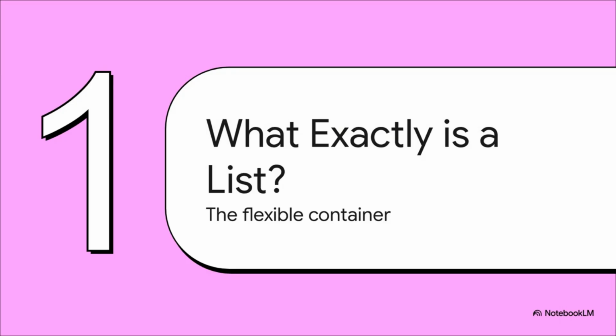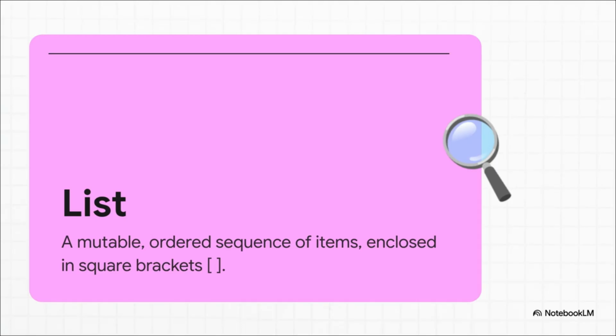Okay, so we know what they're for, but what is a list really? Like, what's its DNA? Before we start using it, we gotta understand what makes this thing tick. So, if you look up the official definition, you'll see something like this. A list is a mutable, ordered sequence of elements. Now I know, that sounds a little academic, but trust me, two of those words, mutable and ordered, are the absolute keys to the kingdom. They are the secret sauce that makes lists so incredibly powerful.